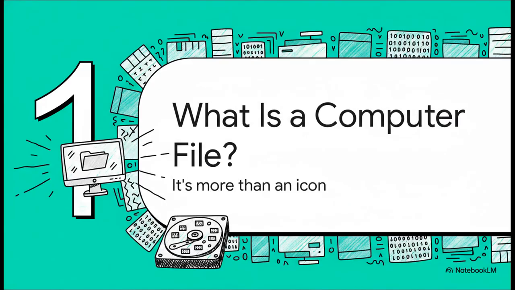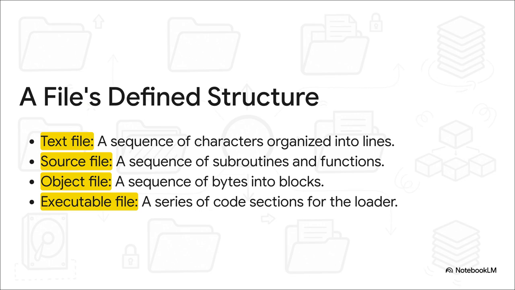Okay, first things first. That little icon you click on your desktop, that's just a shortcut, a pretty picture. The real file is a logical container. It's basically a named collection of related information, all bundled up and stored on your disk. And on the inside, files are definitely not all the same. A simple text file, for instance, is just what it sounds like, a long string of characters. But something like an executable file, a program, has a really complex internal structure with different sections of code that tell the computer exactly what to do. So the file's type really decides its internal layout.